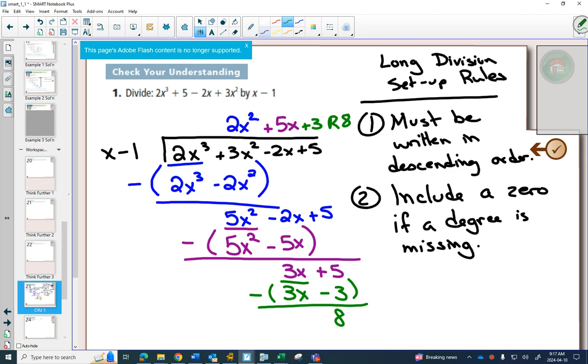How did you do? Did you get a remainder of 8? Okay? That's usually when I'm marking this, the first thing I check is, do you have the same remainder as me? Because that's pretty hard to do if you make a mistake. If you didn't get a remainder of 8, do you see where the first time you made a number wrong? And usually it happens with subtracting negatives.